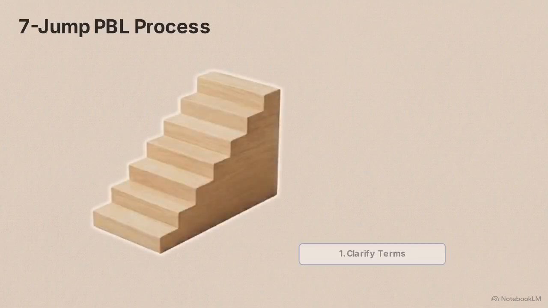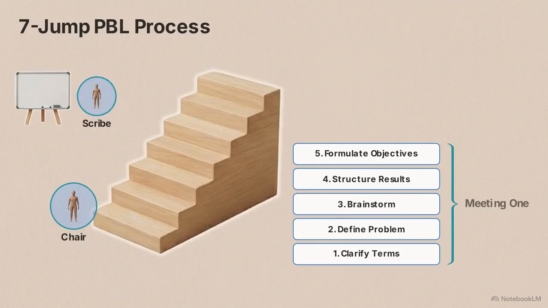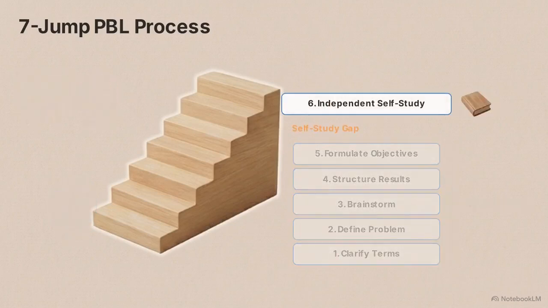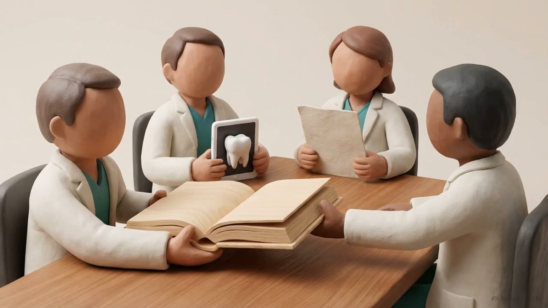Meeting 1 covers steps 1 through 5. Your team reads the case, clarifies terms, and debates causes to form learning objectives. The chair manages flow, while the scribe maps hypotheses on a whiteboard. Step 6 is independent self-study, researching those objectives using credible sources. If you show up to the next session without doing this research, the structure collapses. The ecosystem relies on each member bringing back specialized, verified information to solve the case together.